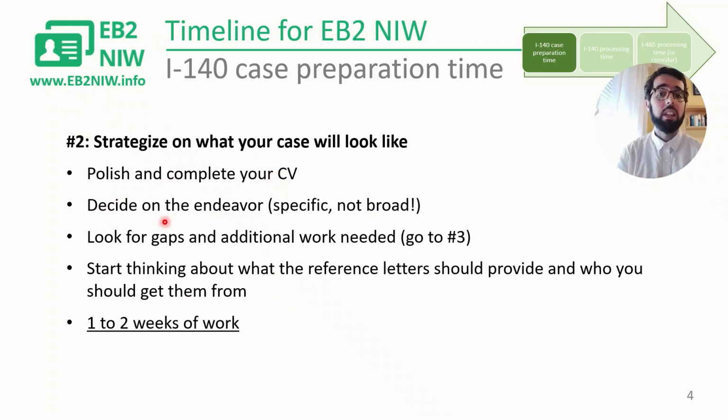You have to decide on the endeavor. You will write in your petition what you are intending to do in the US, and you have to be specific. You cannot be broad. You cannot tell the USCIS that you will just be an engineer in the US or you will be a computer scientist. Now you have to give a specific endeavor that is concrete and that can be articulated in your case.